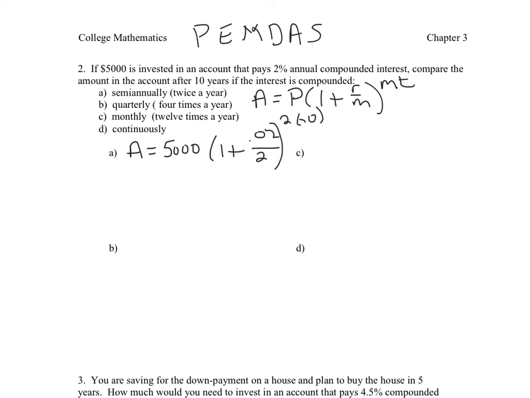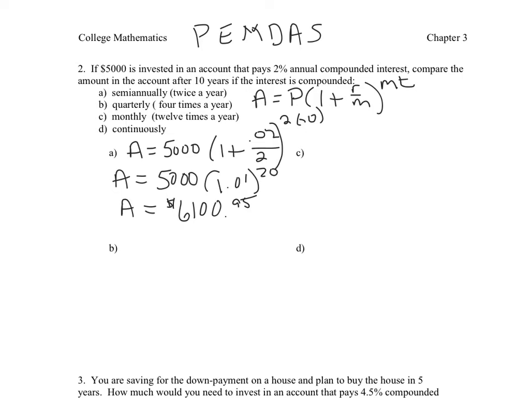And that number will then be raised to the 2 times 10 or 20th power. So 0.02 divided by 2 is 0.01. That's going to give me 1.01 raised to the 20th power. Calculate that out, and you get $6,100.95. Okay?